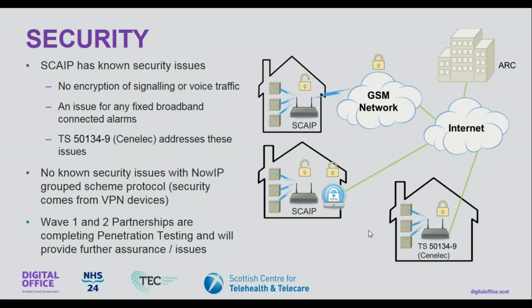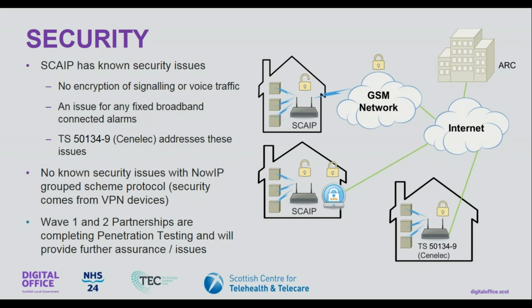SCAIP isn't a problem when you're using it in a mobile setting, because although SCAIP itself doesn't encrypt the traffic, a layer of security is added by the GSM network provider. So they send the traffic over what is called a private APN, so it keeps it separate from other users' traffic on the network. And it also will encrypt the traffic between the GSM network all the way back to the alarm receiving center. So that level of security is offered by the GSM service provider rather than by the protocol itself.